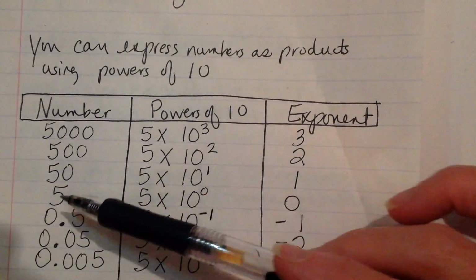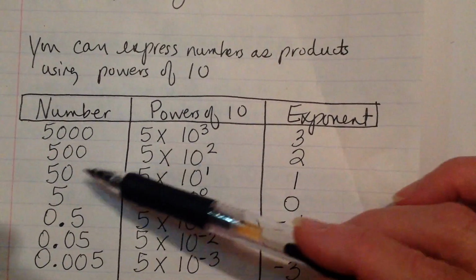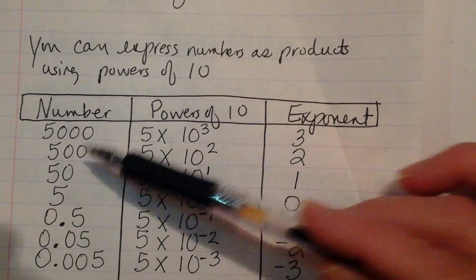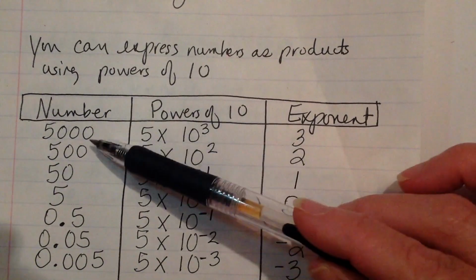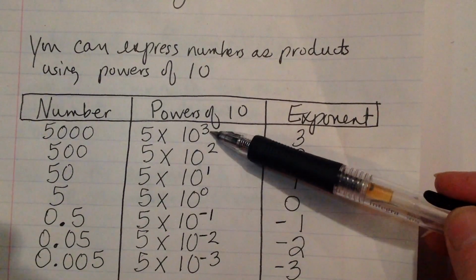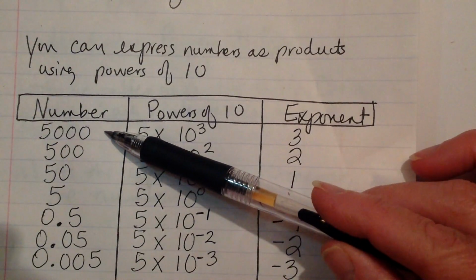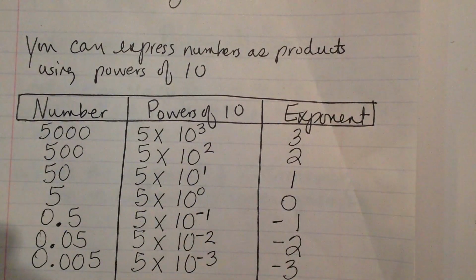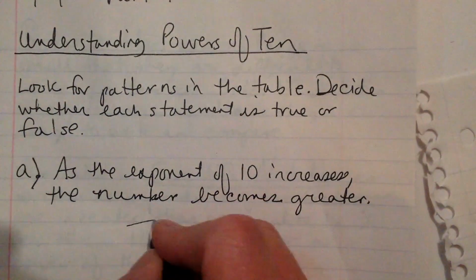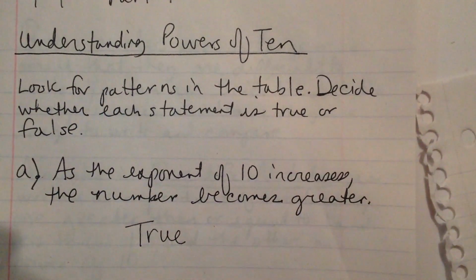10 to the 0 was 5. 10 to the first was 50. 10 to the second, or 10 squared, is 500. 10 to the third is 5,000. So as the exponent increases, the number gets larger is a true statement. So number A would be true.